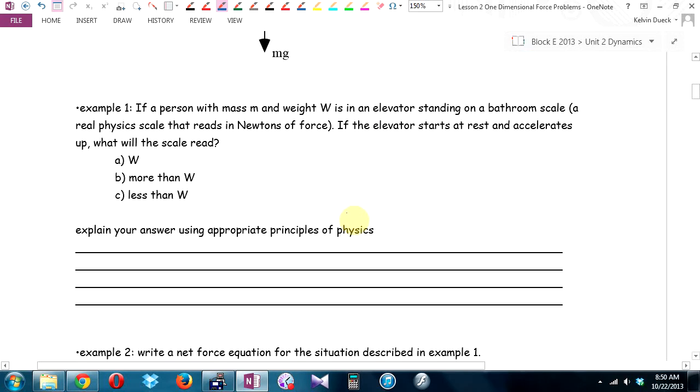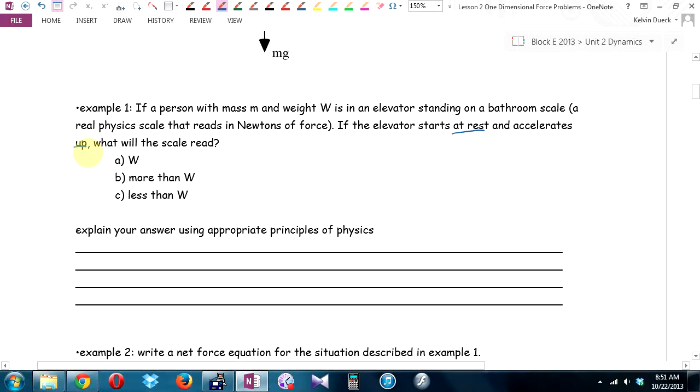Example 1. Suppose a person with mass m and weight W is in an elevator standing on a bathroom scale, but our scale is going to actually not measure in kilograms. It's going to measure in newtons just to make life easy. So a real physics scale that measures in newtons of force. If the elevator starts at rest and accelerates up, I would probably underline that. What will the scale read?